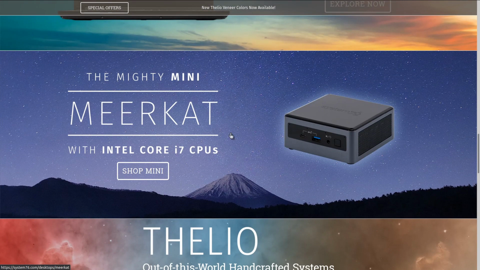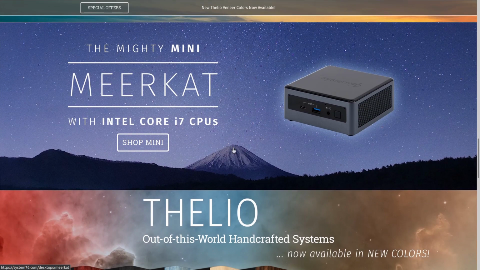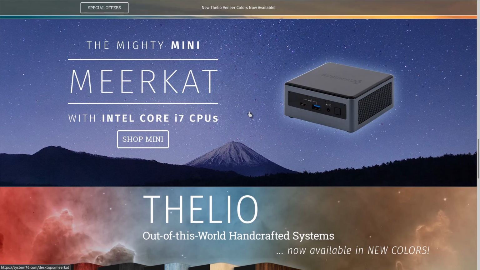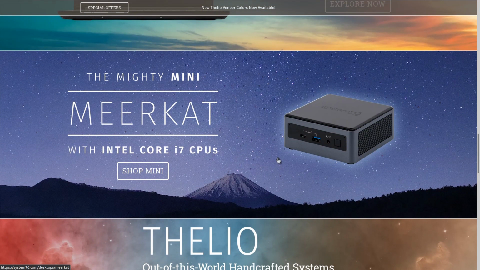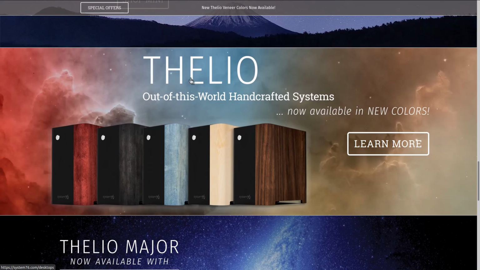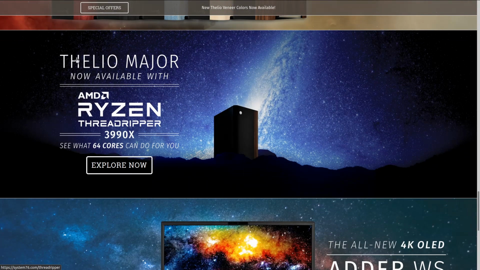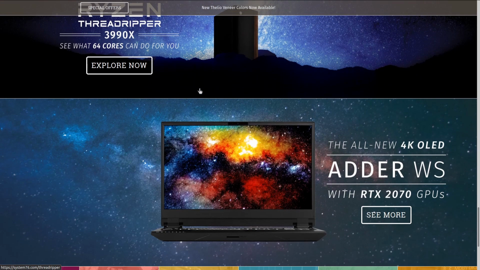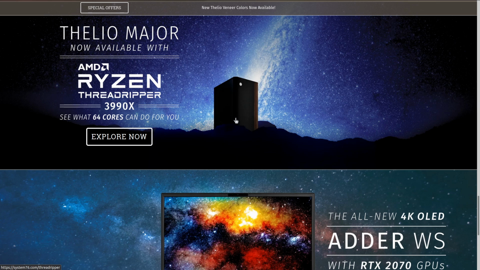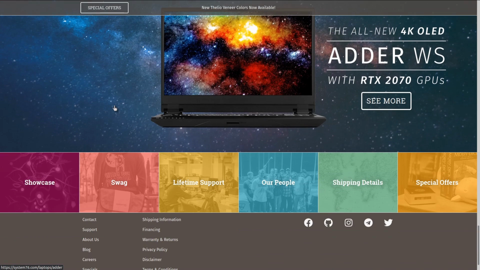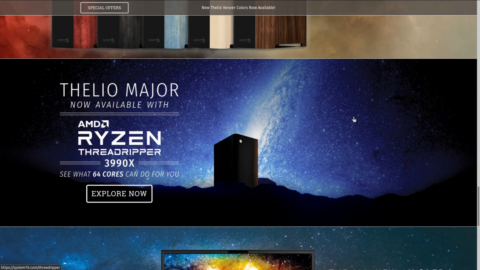They also have the Meerkat, which is a miniature computer with an Intel Core i7 CPU in it. So very powerful, but a very small form factor. They call it the Mighty Mini. And then we got the Thelio. It looks really good for a stand-up PC. You can see it has various different finishes. And then the Thelio Major, available even with the Threadripper Ryzen 3990X, up to 64 cores. How amazing. And all running on Linux, so you know you get the best resource usage because you're running on Linux. So many computers available, and they seem to have quite some nice options.